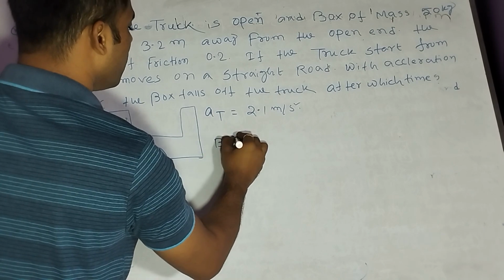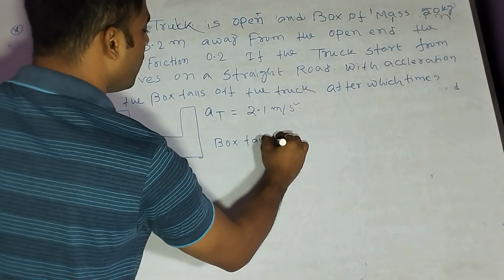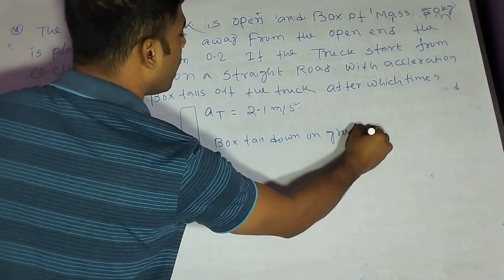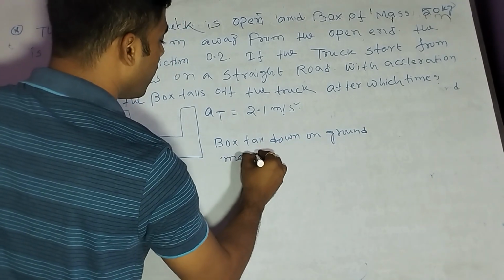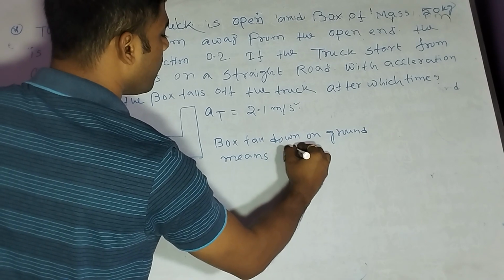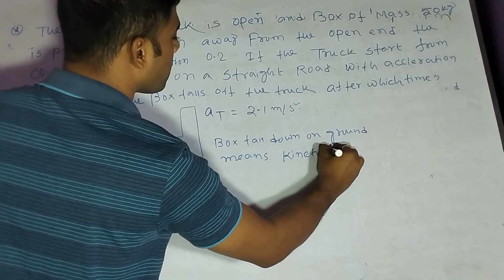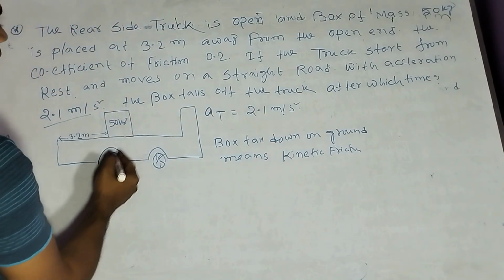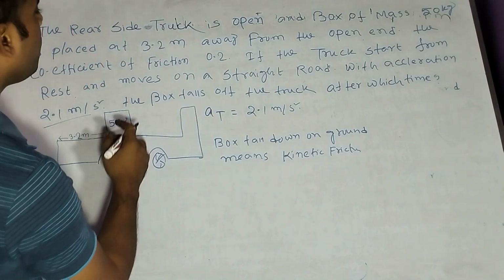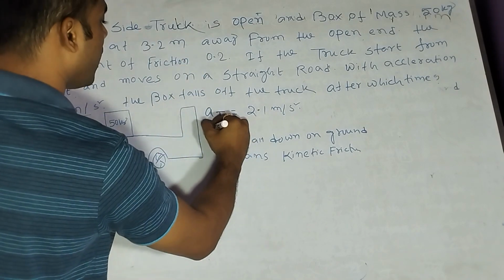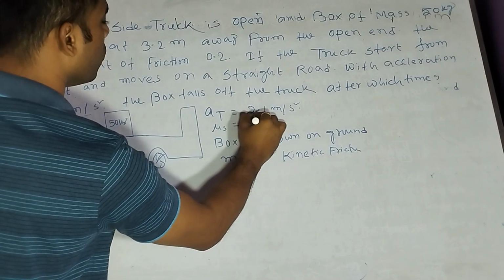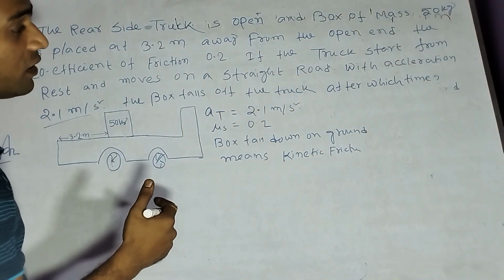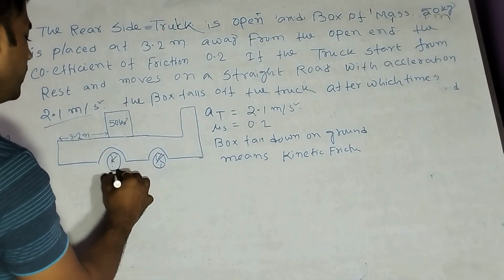Box falls down means falling on the ground means kinetic friction. The coefficient of friction is 0.2, and another data is given, 0.2. Is this friction kinetic friction, static friction, or the limiting condition? In which condition? You first justify the AT value.